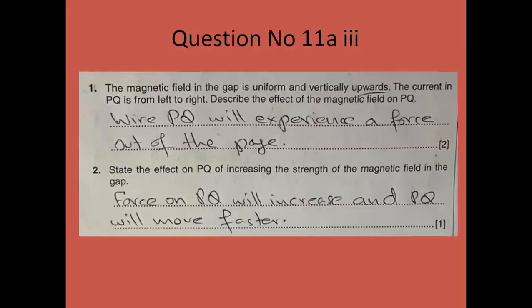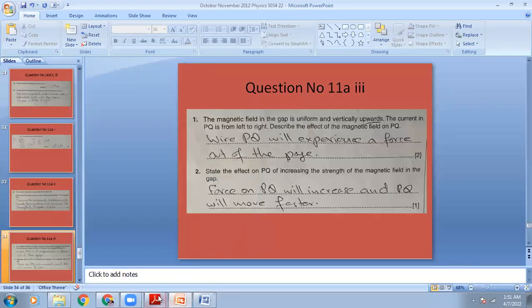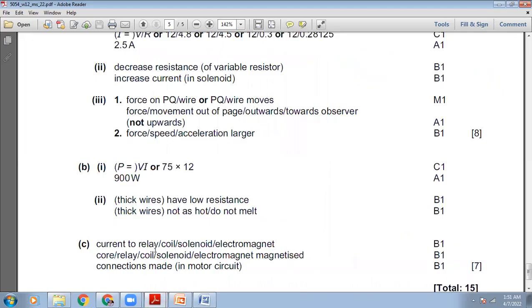So the wire PQ will experience a force out of the page. And how do I know this is out of the page? I have applied the left-hand rule, and from the left-hand rule I'm able to tell in which direction it will move. So the PQ wire moves, force movement out of the page, outwards towards the observer, not upwards. You are not supposed to say it will go to the top of the page.